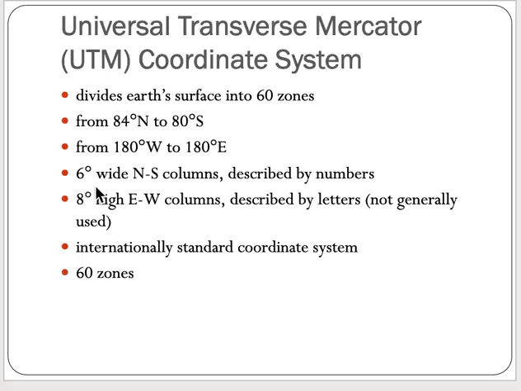Again, these longitude lines are 6 degrees wide in the north to south columns, and it's described by numbers, and the latitudes are 8 degrees high east to west columns described by letters, not generally used. And this is an internationally standard coordinate system. Again, we have 60 zones.